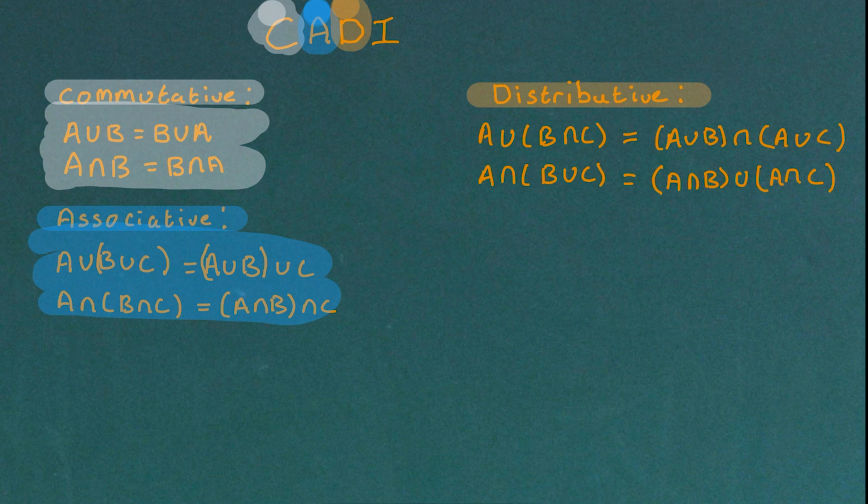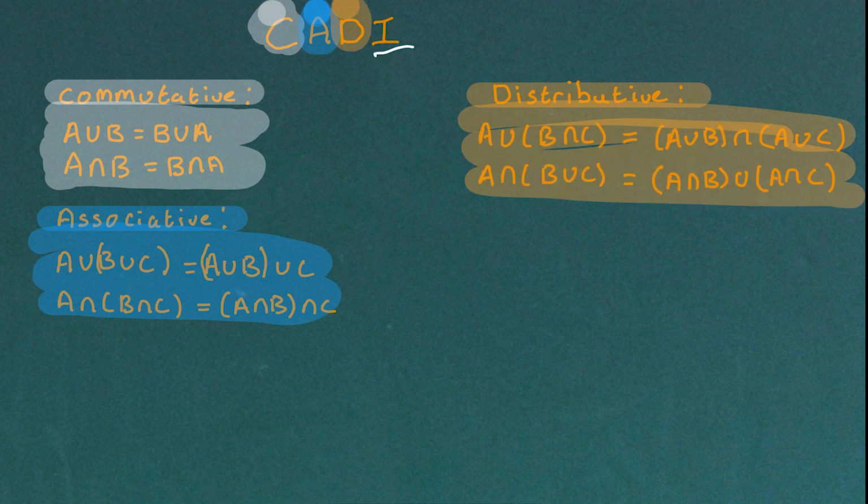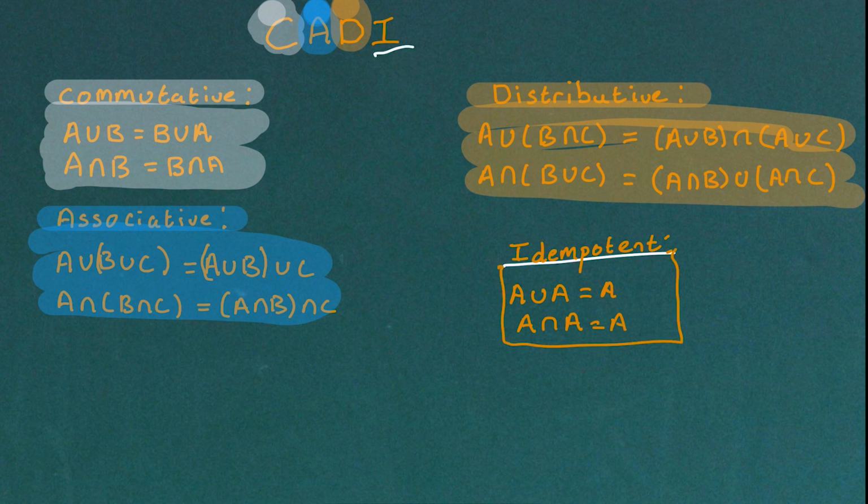How do I remember it? Well, idempotent almost sounds like idiot. And you'd have to be an idiot to forget those two rules because they're quite simple. A union with A is A, and A intersect with A is A. Again, remember, each of these properties have a rule for the union and the rule for the intersect.